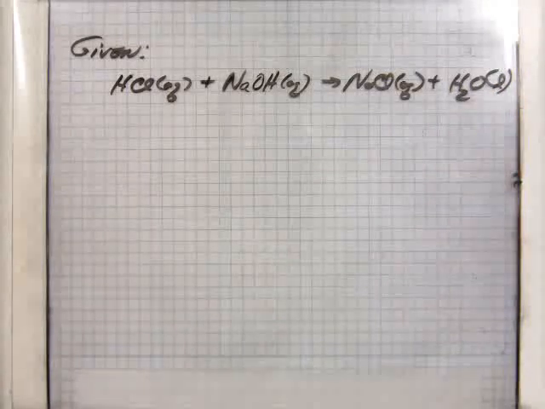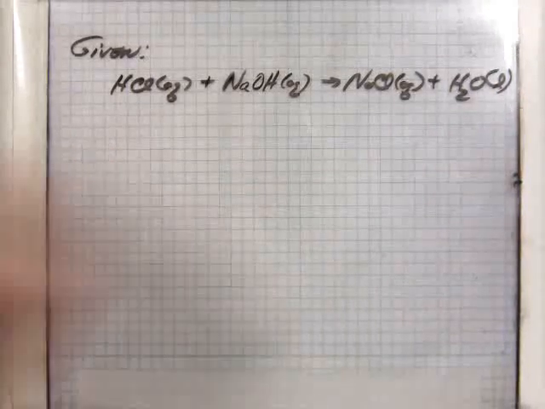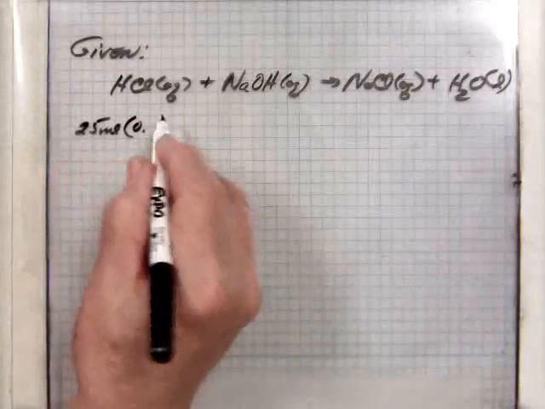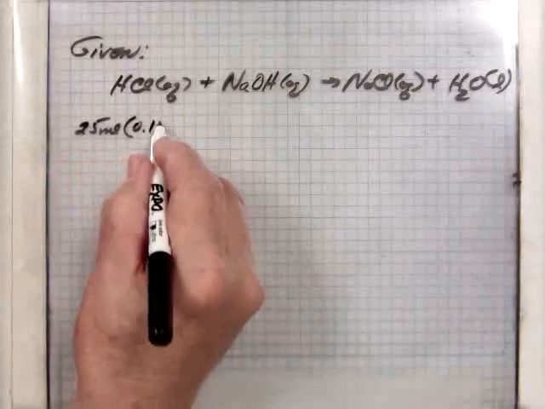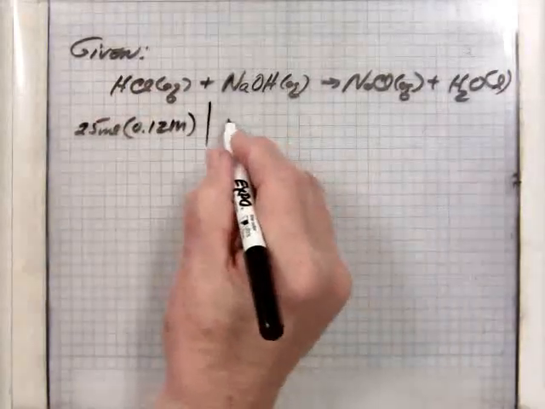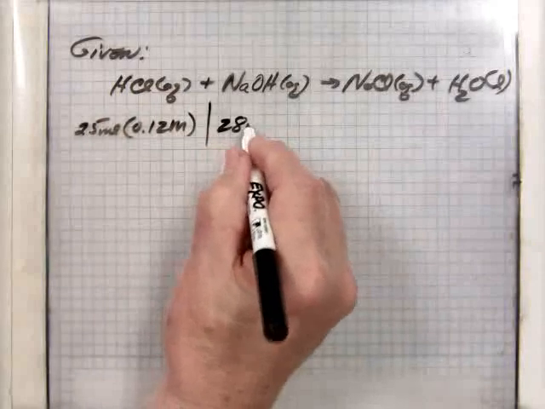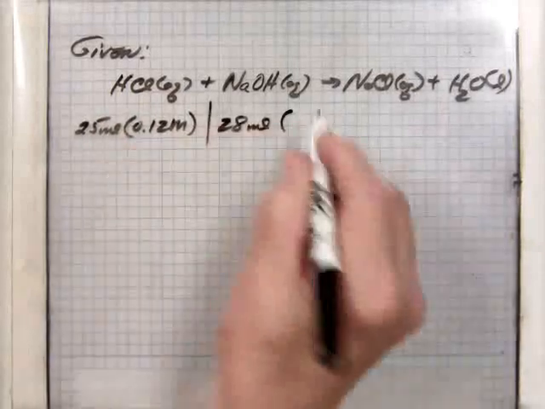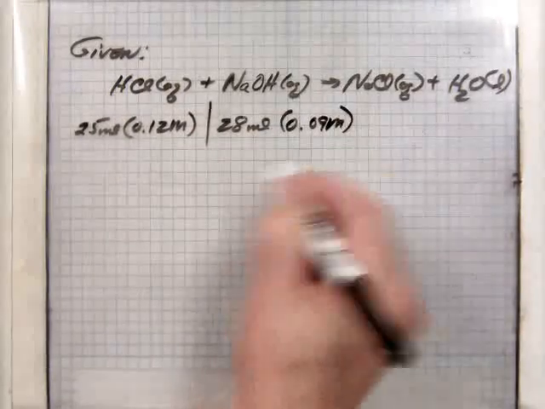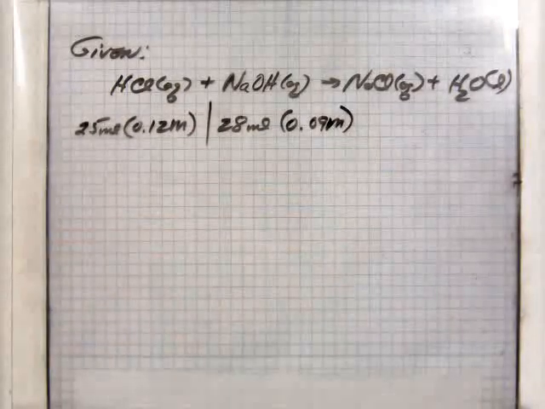Now, let's say you were mixing 25 milliliters of 0.12 molar HCl with 28 milliliters of 0.09 molar sodium hydroxide. That's your mix. So you've got two beakers with these quantities, and you pour them together.